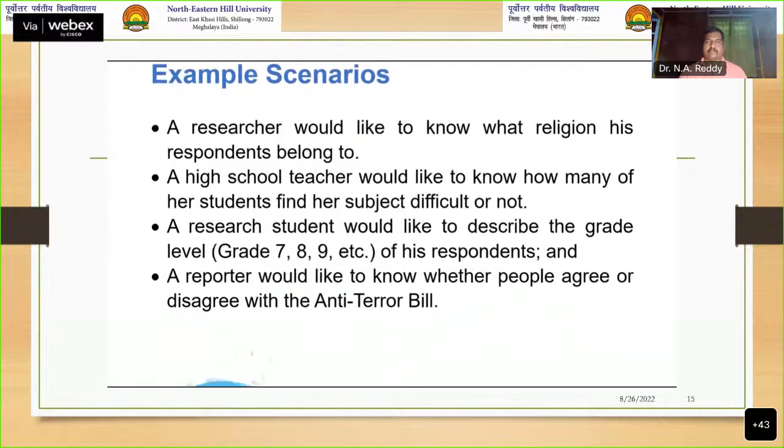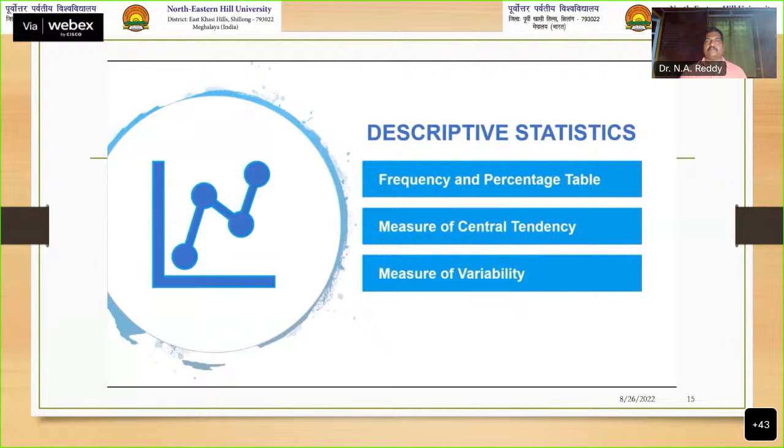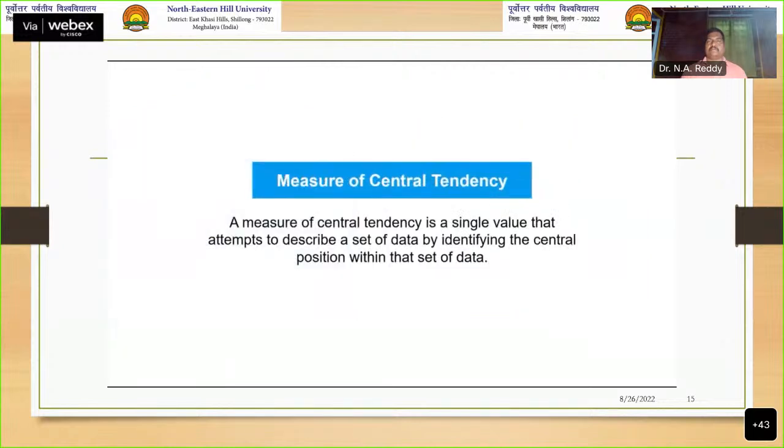The next is measure of central tendency. A measure of central tendency is a single value that attempts to describe a set of data by identifying the central position within that set of data. As such, measures of central tendency are sometimes called measures of central location. They are also classed as summary statistics.